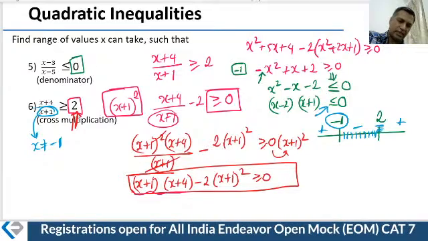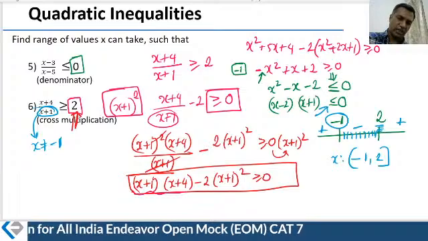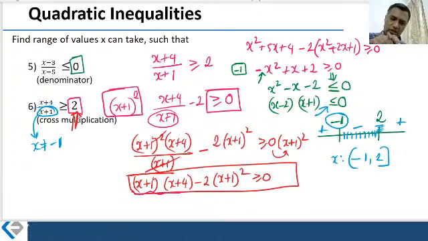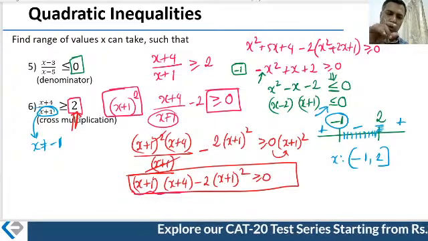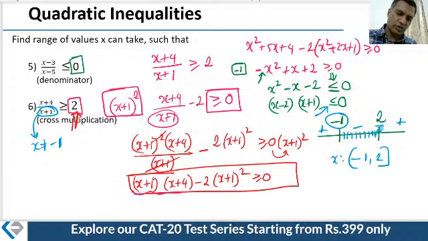Therefore, the values that x can take for this particular question are from minus 1 up to 2, but minus 1 is not included, while 2 is included. This is how your solution set would look. Now this is about this particular question, my friends.